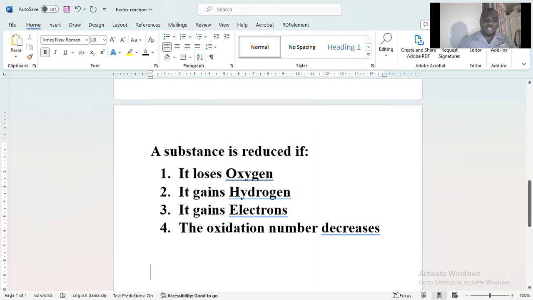So take, for example, magnesium. Magnesium is in which group? Magnesium is in which group?